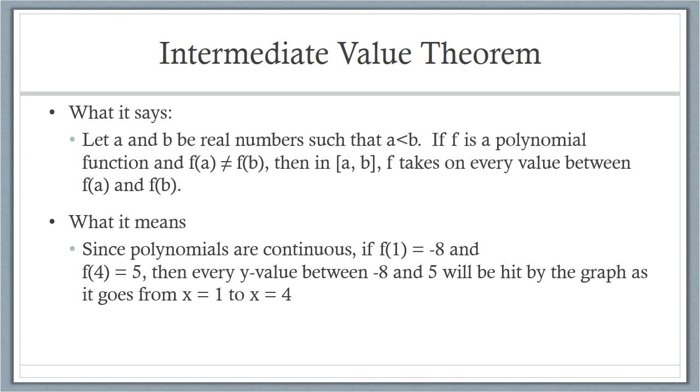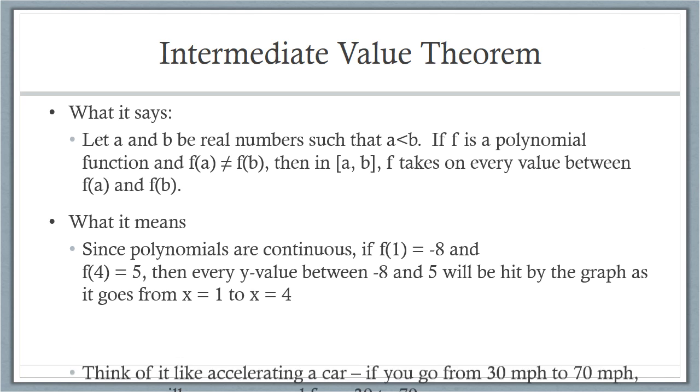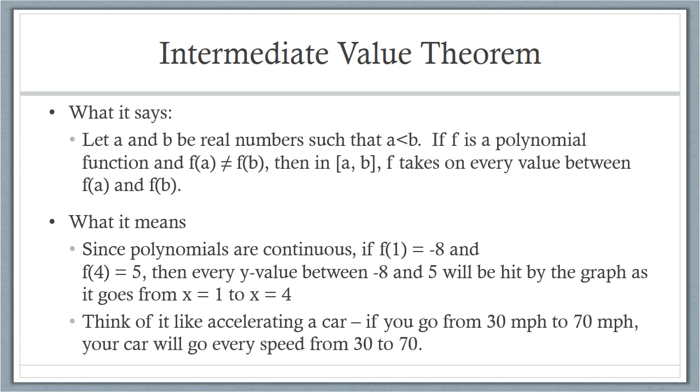It has to. You can't lift your pencil, so in order to get from -8 to 5, you're going to hit every value in between. Think of it like accelerating a car. If you go from 30 to 70, your car is going to go every speed from 30 to 70, even if it's for a split second.